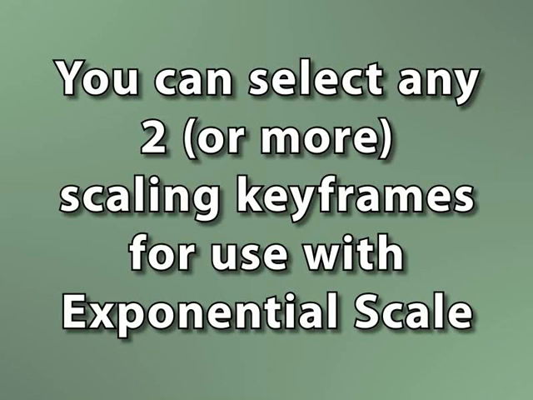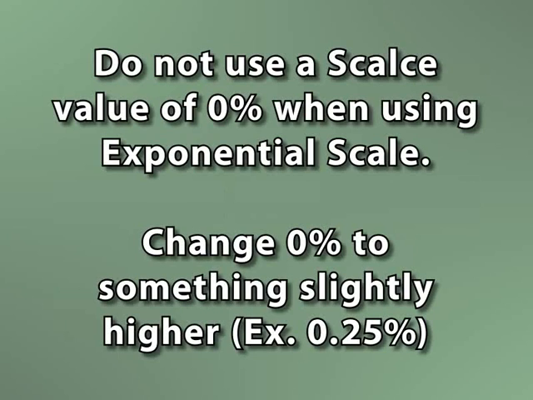Two important notes. You don't need to select the first and last scaling keyframes in your timeline, just the two keyframes between which you'd like to scale exponentially. So that means you can have some of your scale be linear and some of it be exponential. It's up to you. Also, exponential scale doesn't play nicely with a scale value of 0%. So if you really want to make it work for you, try changing your 0% to something tiny like 0.25% or even 1%, and then just trim out the layer in the timeline so that it won't show after that last frame. I promise no one will notice.